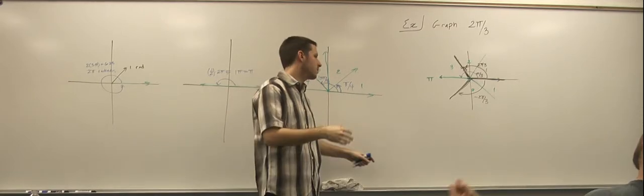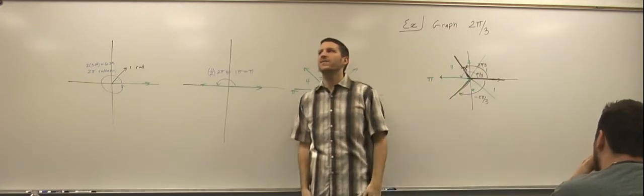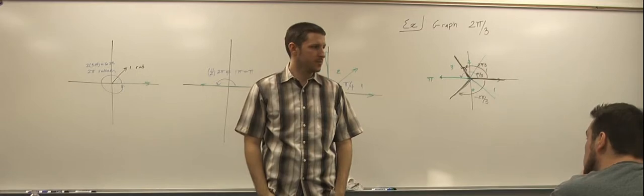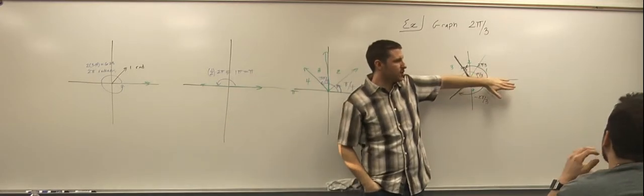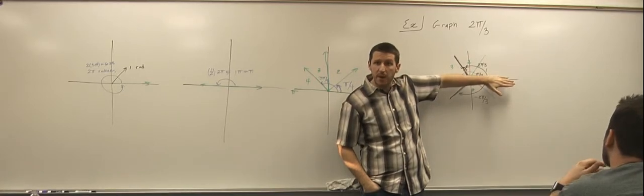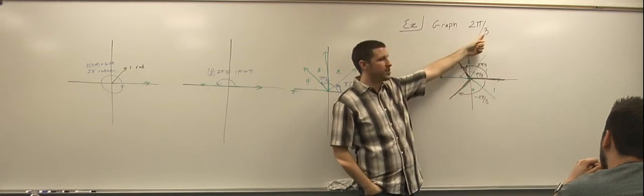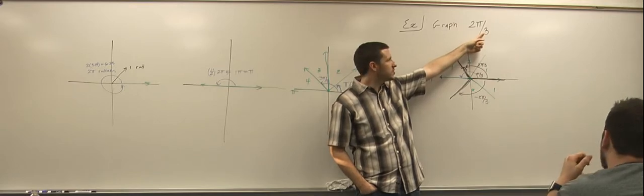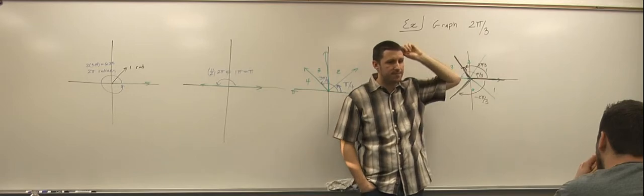So if I wanted to graph, what would be your strategy if I said, student, graph for me 7 pi over 8? Take pi, which is the top half circle, divide it into 8 equal sectors, right? 7 pi over 8, the 8 is how many sectors you break it into. The denominator tells you how many sectors you break it into. So 7 pi over 8, you would break pi into 8 equal sectors and then go 7.